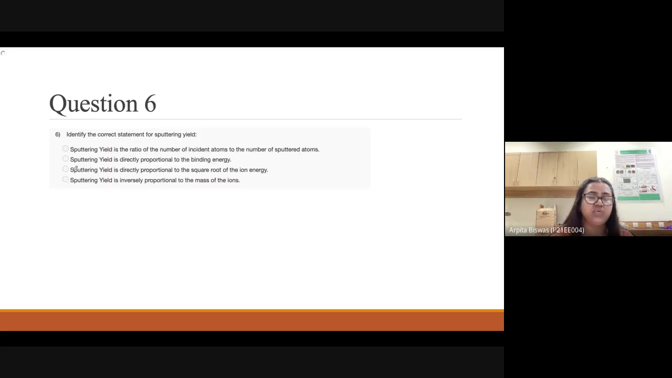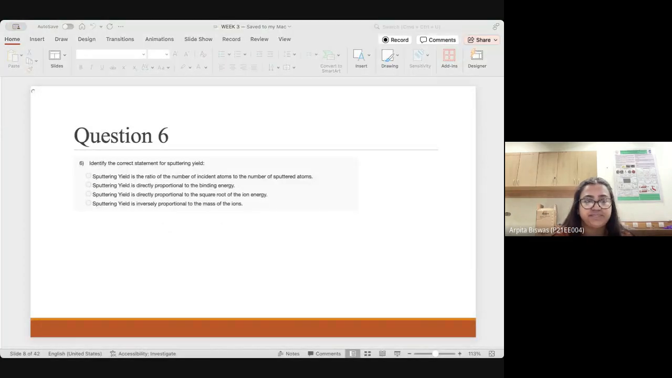Okay, so next we move towards question number 6. Identify the correct statement for the sputtering yield. First option: sputtering yield is a ratio of the number of incident atoms to the number of sputtered atoms. Second: the sputter yield is directly proportional to the binding energy. Third: the sputtering yield is directly proportional to the square root of the ion energy. And fourth option: the sputtering yield is inversely proportional to the mass of the ion. So there's no hurry. Go through the question carefully and then try to give the right option.